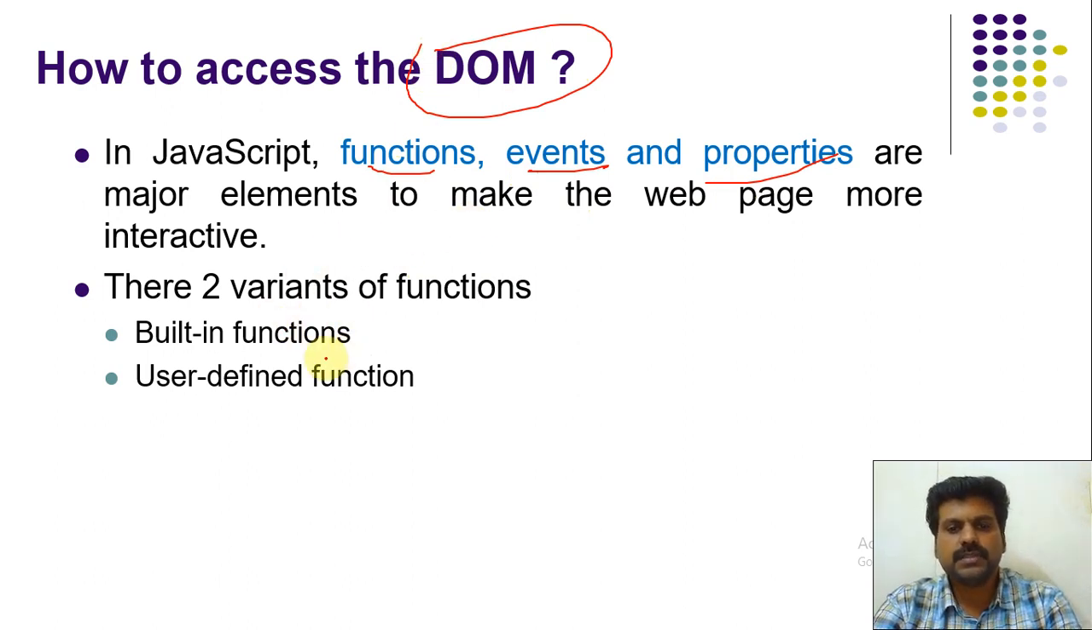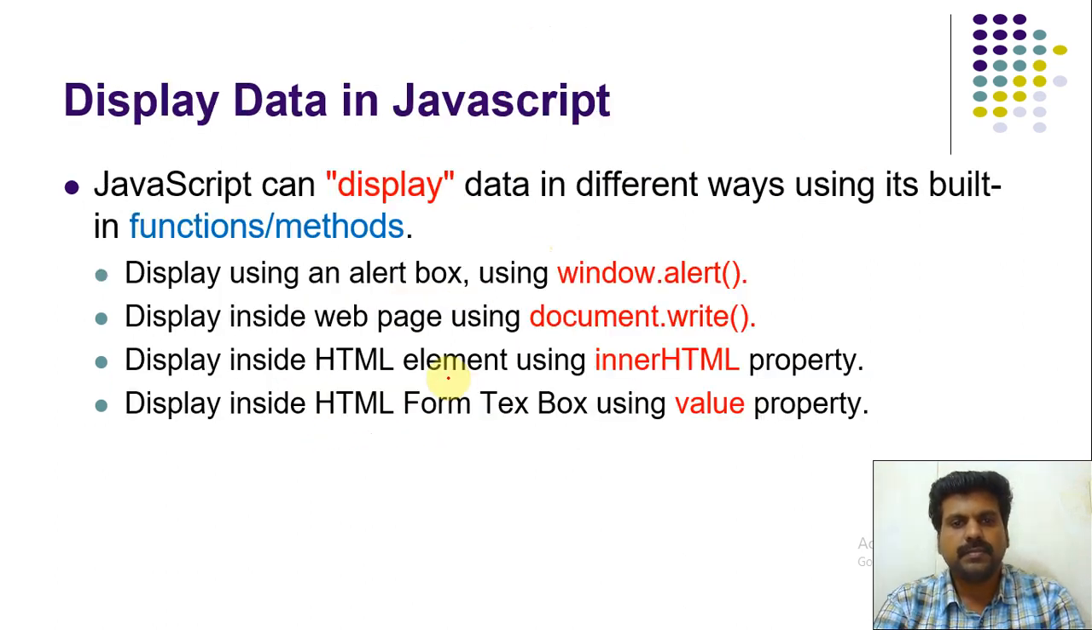So there are two ways. First one is we can use built-in functions. The next one is user-defined functions. Okay. First we are going to see how to display data using JavaScript. How to display some data. First start with the alert message. How to use this alert?